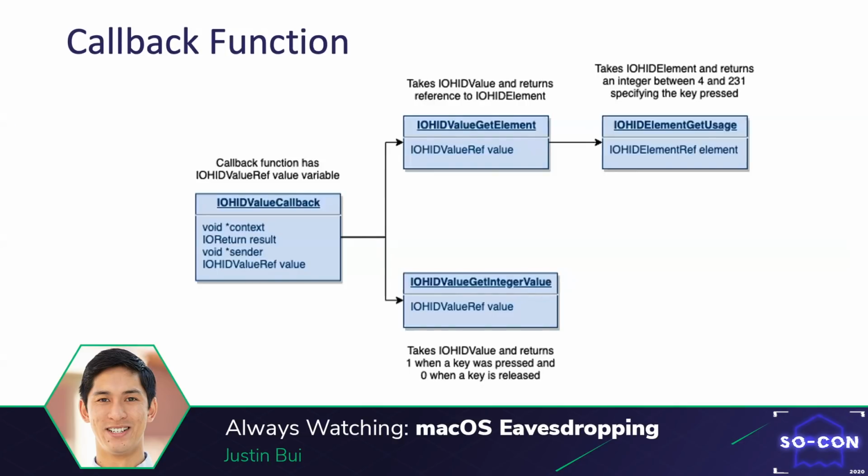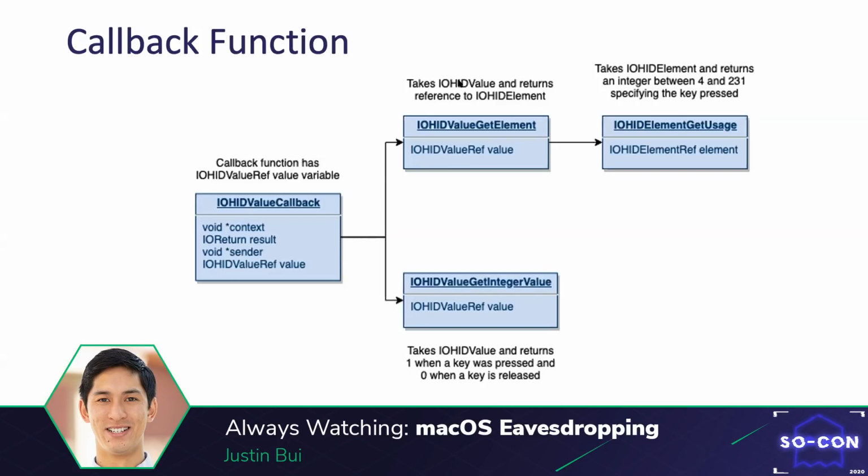So here's kind of what that looks like. With the IOHIDValueCallback, the callback function has this IOHIDValueRef value variable right here. That can be passed to IOHIDValueGetIntegerValue. And then the output of that is going to be a 1 when a key is pressed or a 0 when a key is released.